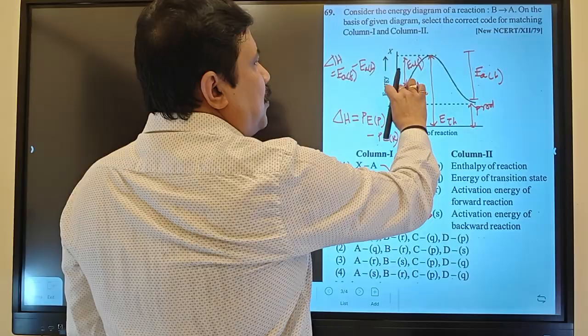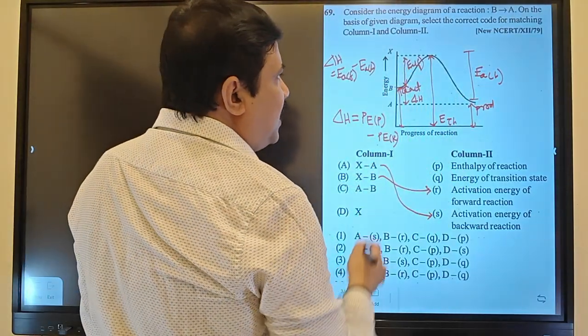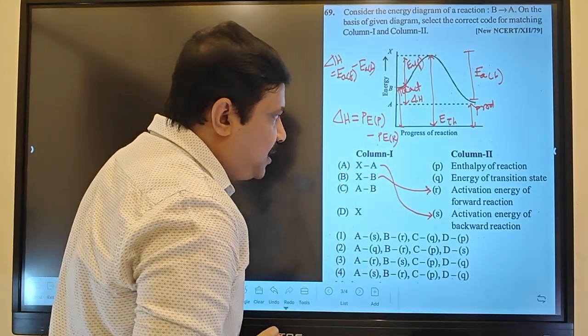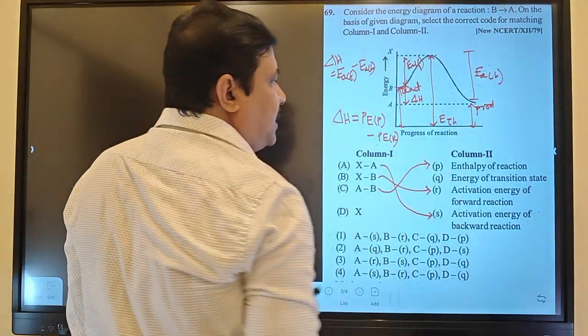Now AB means what? The potential energy difference between product and reactant. So AB is nothing but the enthalpy of a reaction, or heat of the reaction. So AB is nothing but the enthalpy of a reaction.